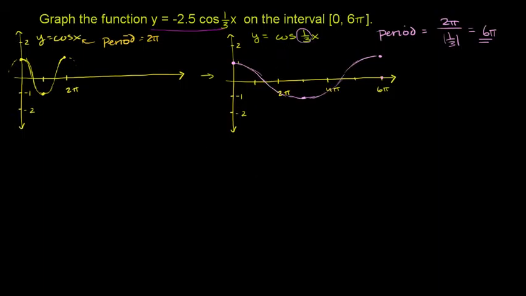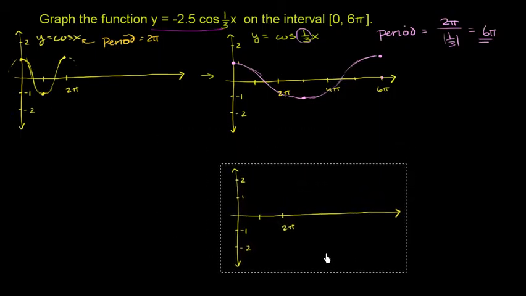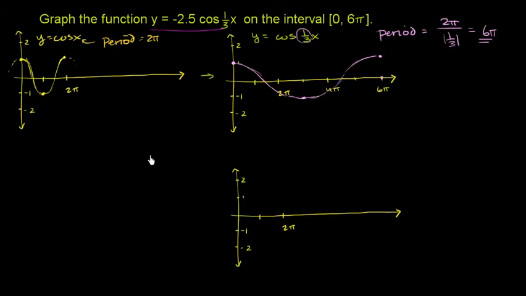So let's try to draw that. Let me put my axis here again, and let me label it. So that's 2 pi, 3 pi, 4 pi, 5 pi, and 6 pi. And our goal now is to draw the graph of y is equal to, and we're just doing it over this between 0 and 6 pi here.